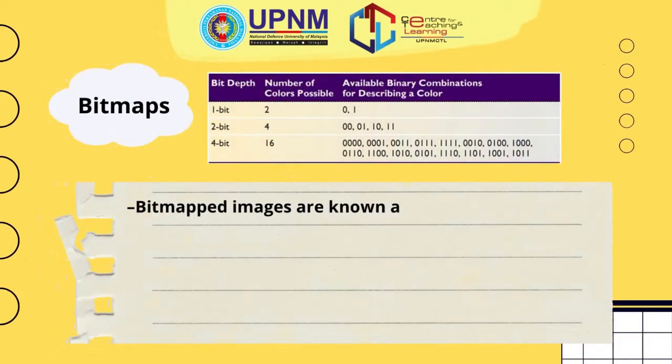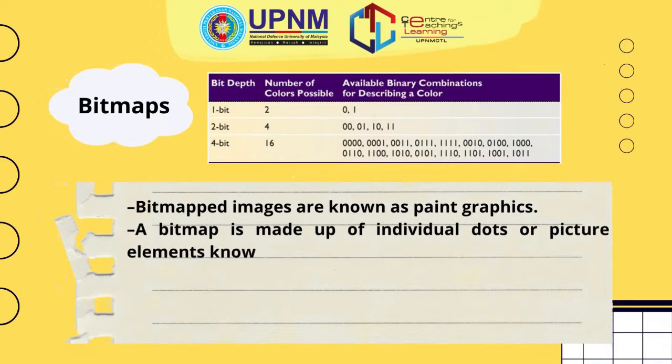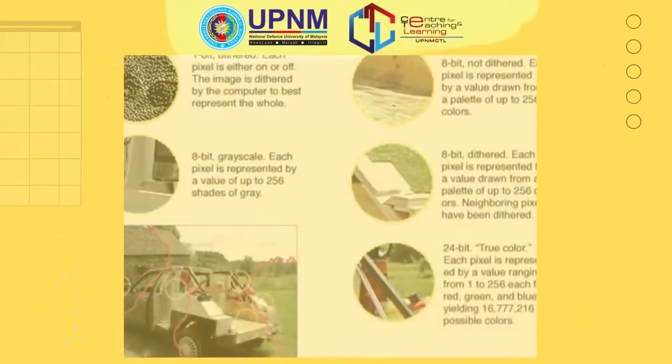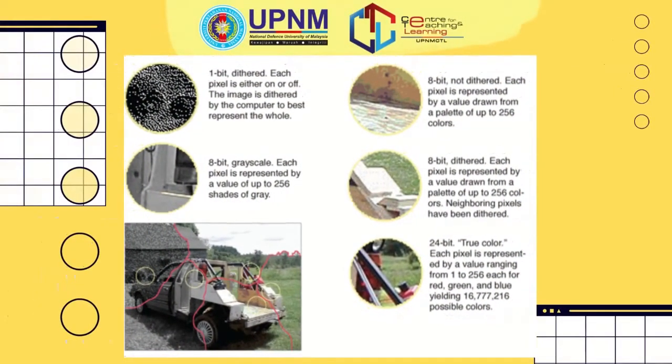Bitmapped images are known as paint graphics. A bitmap is made up of individual dots or picture elements known as pixels or pels. Bitmapped images can have varying bit and color depths. One-bit dithered: each pixel is either on or off. The image is dithered by the computer to best represent the whole.